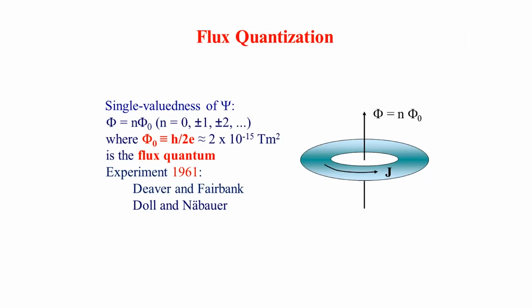If you have a closed loop of superconductor and it has some magnetic flux trapped in it, which of course generates a magnetic field, then it's quantized in units of what's called the flux quantum. We're getting towards the origin of the name SQUID.